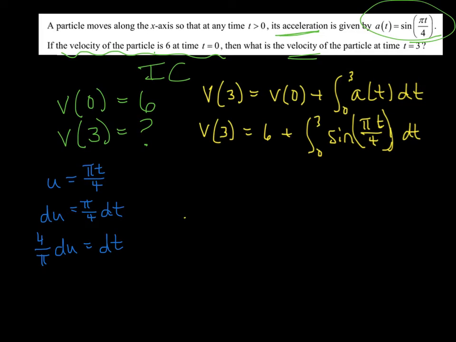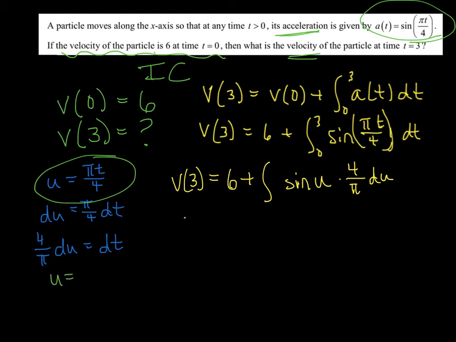Then I'm ready to rewrite this over here. I'm going to say v of 3 is equal to 6 plus the integral, holding on to my bounds for a second, of the sine of u times 4 over pi du, because I'm replacing dt with 4 over pi du. Now I'm going to fix my bounds. For my upper bound, I plug in a 3, so u is going to equal 3 pi over 4. There's no real calculating, that's just what it is. And the lower bound is 0 times pi over 4, which of course is just 0.